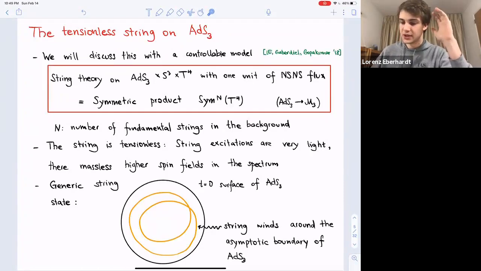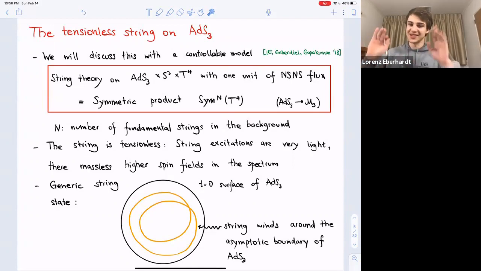And so the generic string state looks something like this. If you look at the t=0 surface of AdS3, then the string winds asymptotically around the boundary of it. So most string states are like this, the string at some particular time, and it's very large. It's a very flabby string. So it's really the complete opposite of usual semiclassical gravity, where all states are point-like.